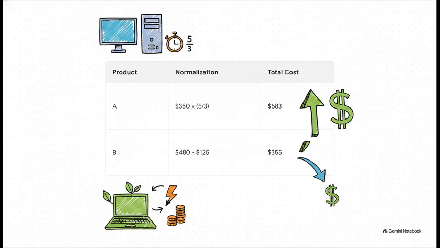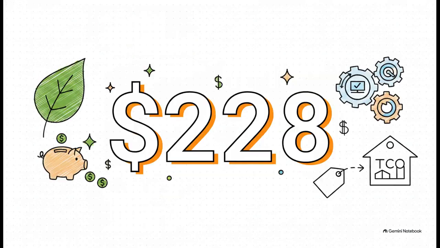The secret here is you have to normalize the lifespan. You can't compare 3 years to 5 years. So we scale product A's $350 cost up by 5/3 to match a 5-year life cycle, and boom, its true cost balloons to $583. For product B, we just subtract 5 years of that $25 energy savings from the upfront cost, dropping its true cost to $355. Look at that. You are saving a massive $228 per unit by going with the certified sustainable product B. The upfront sticker price is just an illusion. Total cost of ownership is the only math that matters.